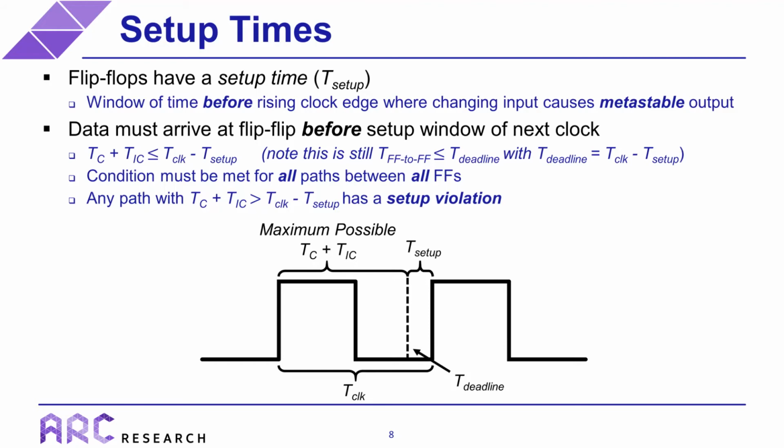We want to ensure that the delay between flip-flops is less than or equal to the deadline for all paths between all flip-flops. Now, the figure at the bottom illustrates these concepts where if we take the clock period, which was our original deadline, and subtract the flip-flop setup time, we have our new deadline. So this means that the maximum possible delay, so the sum of the cell and interconnect delay, between any pair of flip-flops is going to be equal to this deadline.